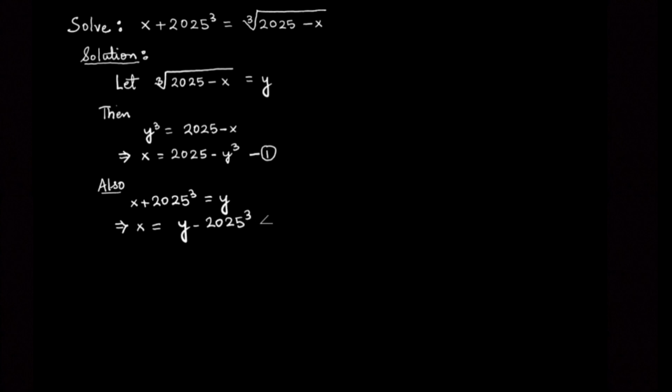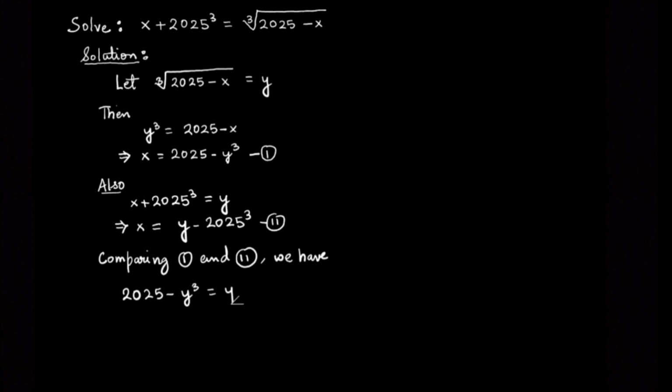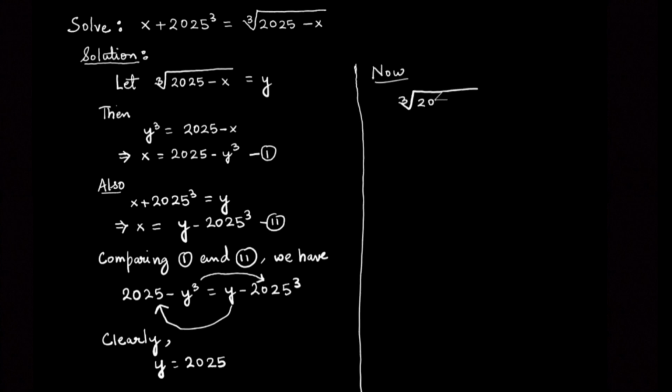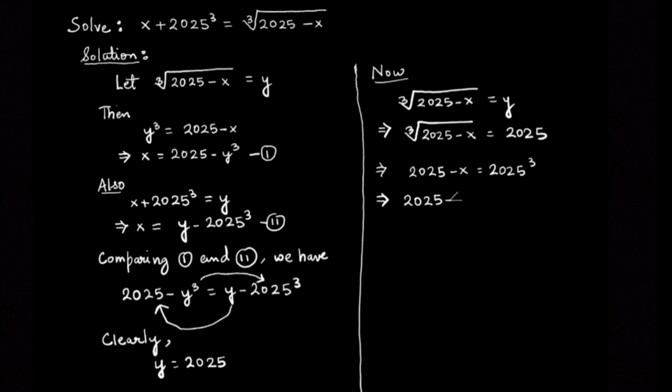Now we'll number these equations as 1 and 2 and we'll compare these 1 and 2. Since both are giving us the value of x, both are equal, we'll get 2025 minus y cube would be the same as y minus 2025 cube. And clearly it would be visible that by this kind of comparison we'll get y as 2025. Now, after getting the value of y, it is very easy to get the value of x. Either we can use equation 1 or equation 2 or we can do it directly from scratch. We'll get the value of x as 2025 minus 2025 cube.